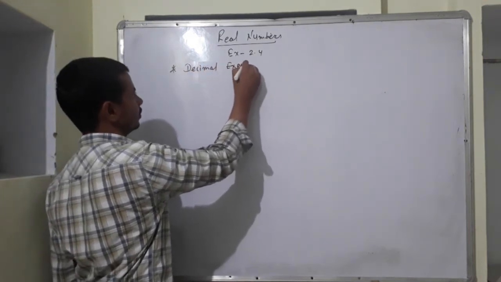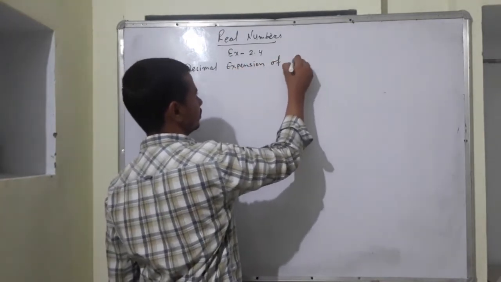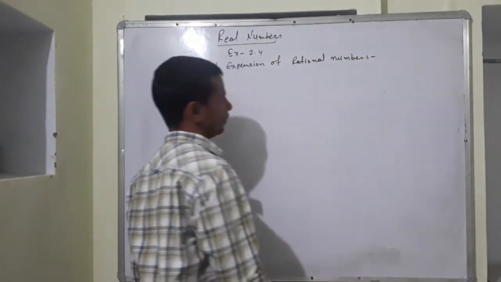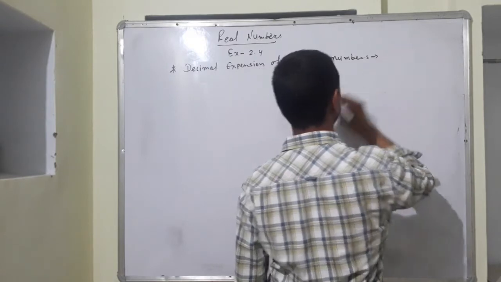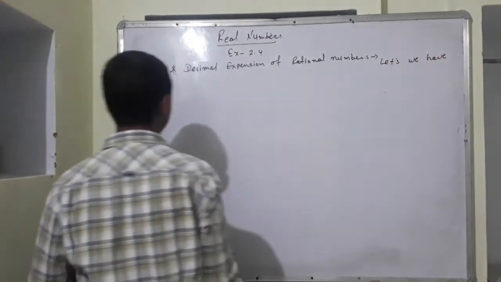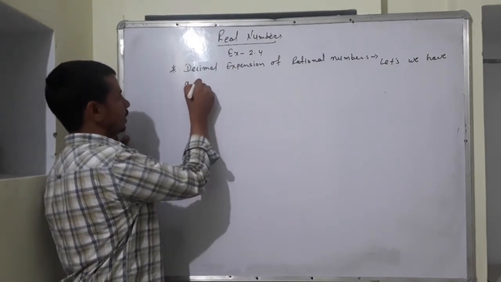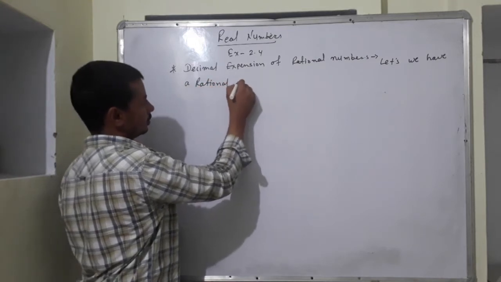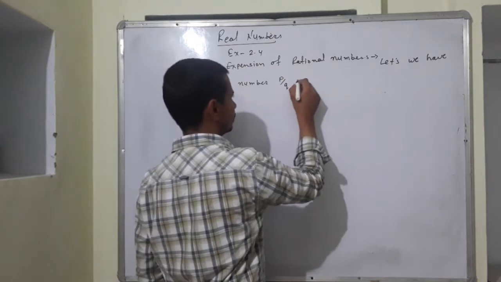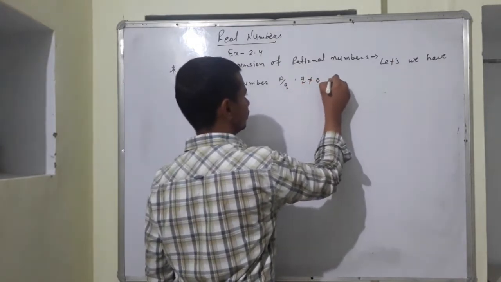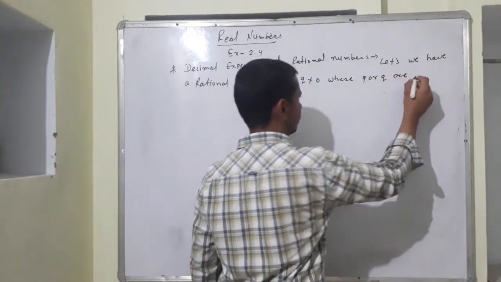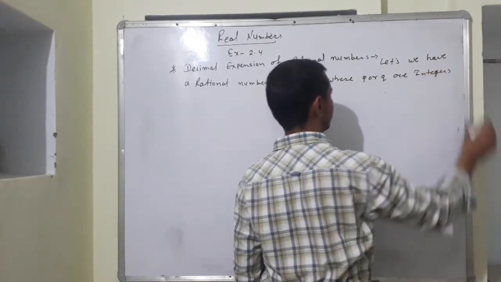Decimal expansion of rational numbers. Okay, so we have a rational number P upon Q and Q not equal to 0, where P and Q are integers.